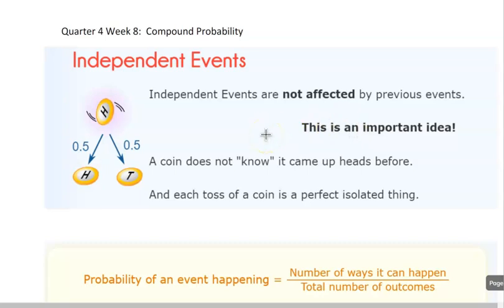Typically, they are completely unrelated, like rolling a die and flipping a coin. Whatever I roll on the die is not affected by whatever I flip on my coin. Those are independent events. If I have a bag of marbles and I put the marble back after I picked one and I get a fresh new bag, that is also an independent event.